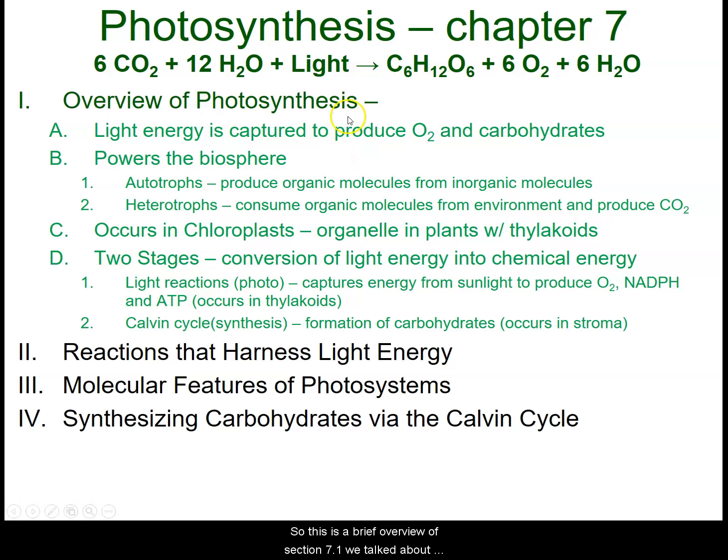So this is a brief overview of section 7.1. We talked about the overall reaction. We talked about where this is all happening within the plant cell itself. And then we talked about the two stages in which we're talking about the conversion of light energy into chemical energy, which includes both light reactions as well as the Calvin synthesis.